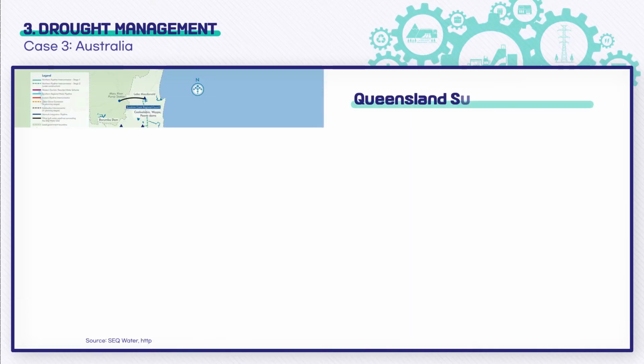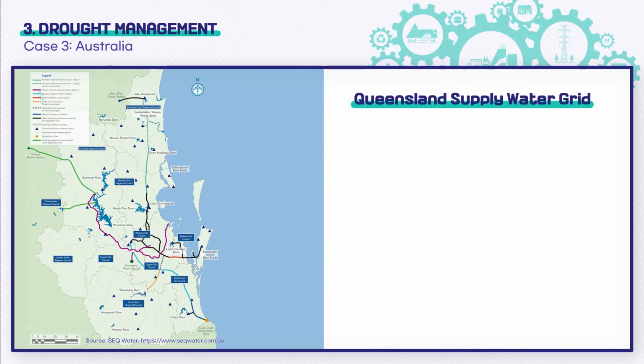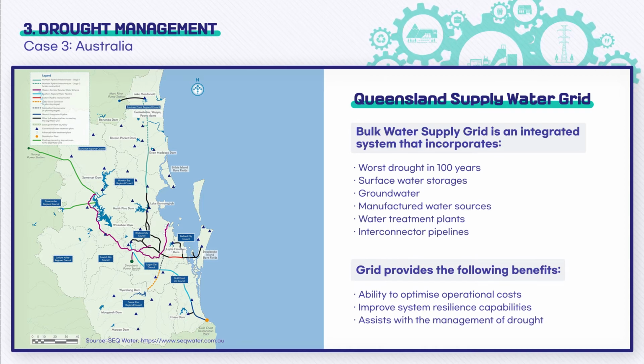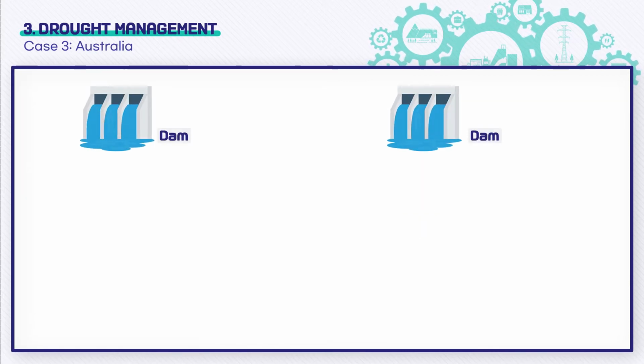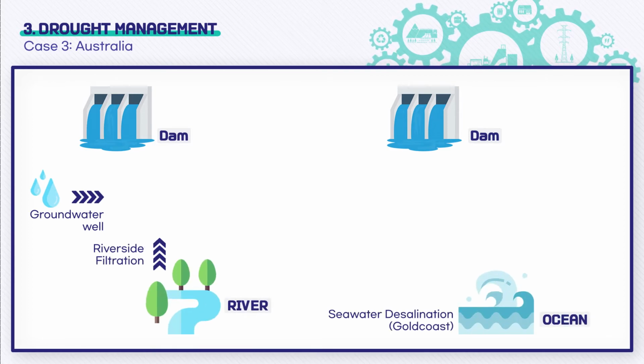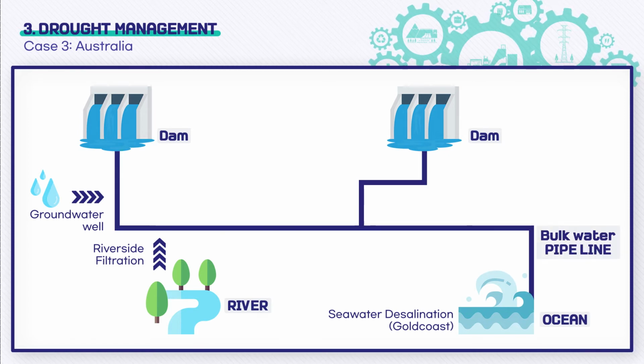In the case of Queensland, Australia, which experienced a severe drought, a water grid was constructed to connect and use all available water resources, such as surface water, groundwater, manufactured water sources, and water treatment plants. The purpose of the water grid is to preemptively and systematically manage droughts by connecting available water sources. This diagram provides a visual conceptualization of the water grid. Available water resources such as groundwater, rivers, dam reservoirs, and seawater desalination have been integrated through the pipeline network.